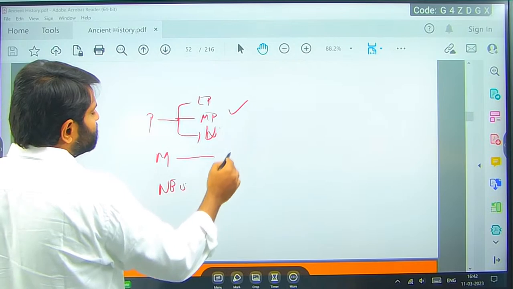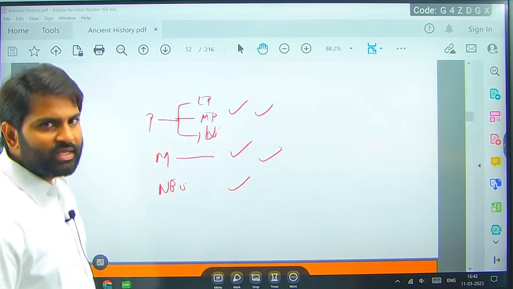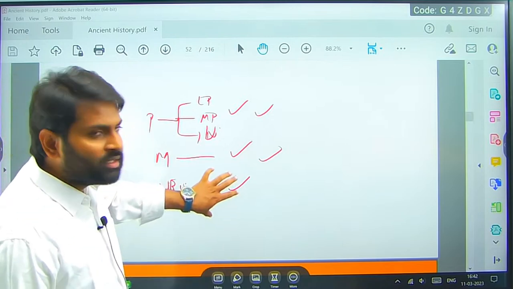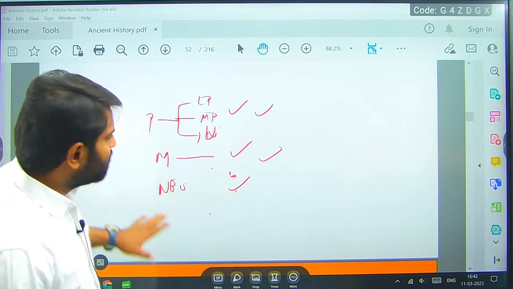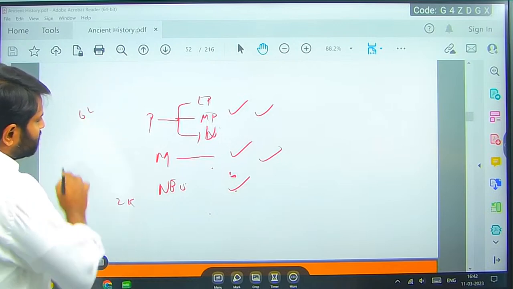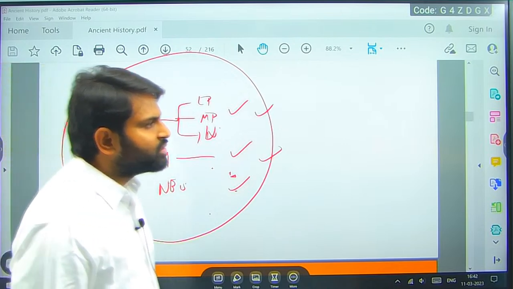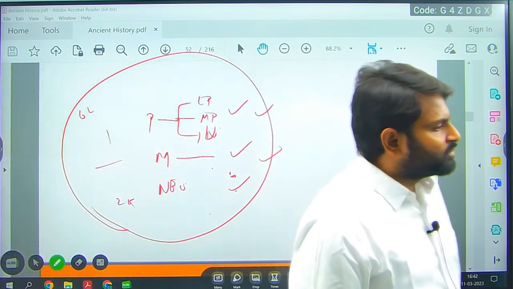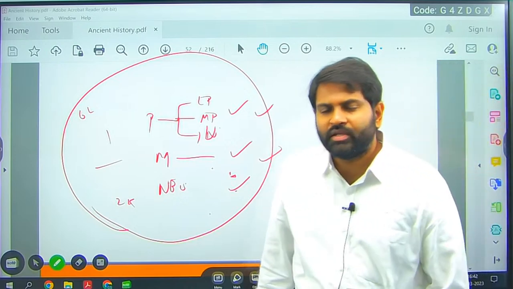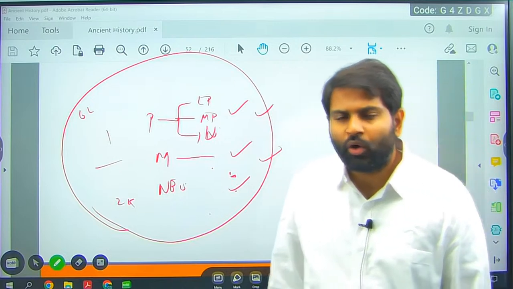So stone tools, hunting gathering, agriculture, settlement, rice, wheat, barley, trade, settlements are more, right? The total history is packed from 6 lakh years to 2000. Complete Stone Age is in the range of 6 lakh years to 2000 BC. So that is the history available. All right, so I hope you understood.